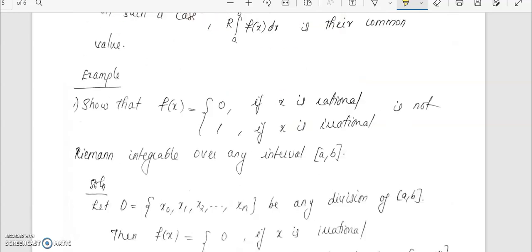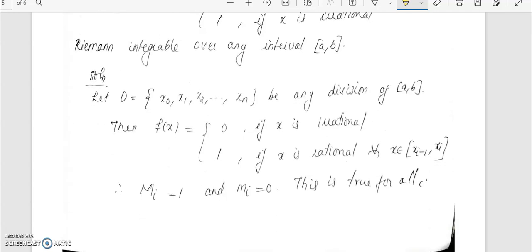Now let us look at an example where your function does not remain integrable. We are given the function f(x) is 0 when x is rational and 1 when x is irrational. We need to show that it is not Riemann integrable over closed interval a b. So it is enough to show that the lower Riemann integral and the upper Riemann integral are not equal. So take any arbitrary partition. For any arbitrary partition, the infimum value will be 0 and the supremum value will be 1. So capital Mi will be equal to 1 and small mi will be 0.